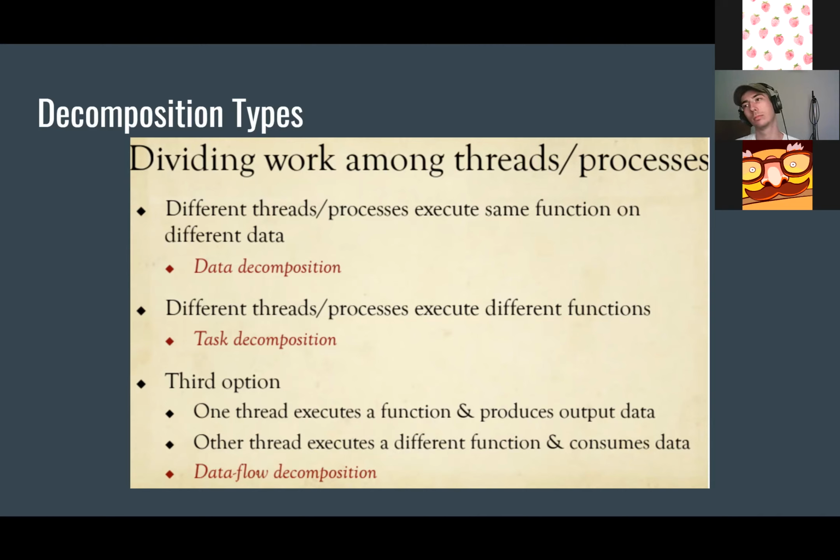So if we think back to that lawnmower analogy, imagine you have, say, 4 different lawns and different companies just mowing that lawn. Different threads are doing the same function on different pieces of data. In task decomposition, you're having different threads and processes execute different functions. So instead of all 4 companies mowing their lawn, one mows the lawn, one paves the driveway, one washes your windows, something like that.